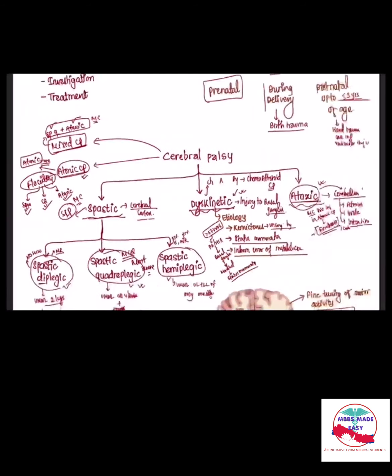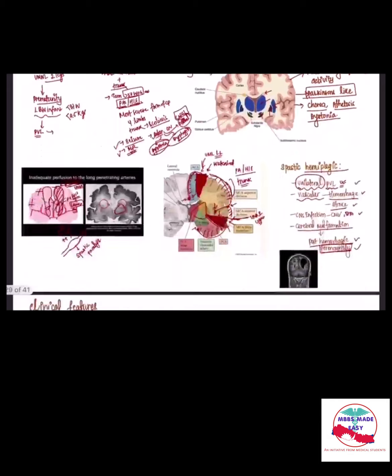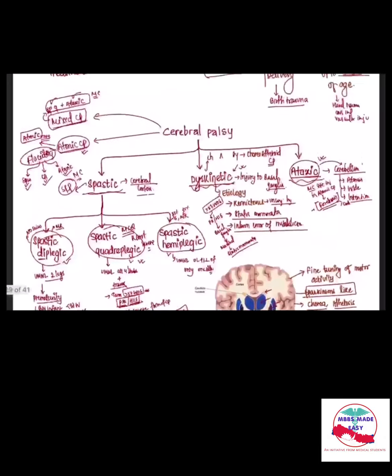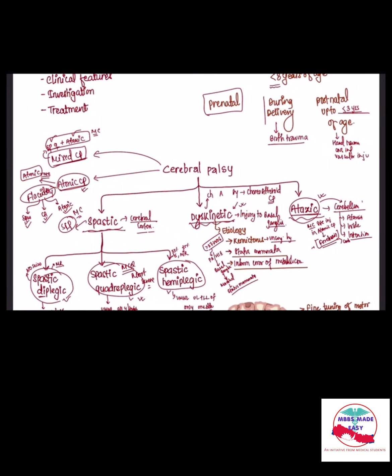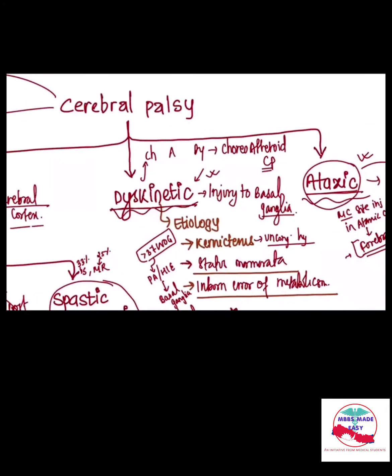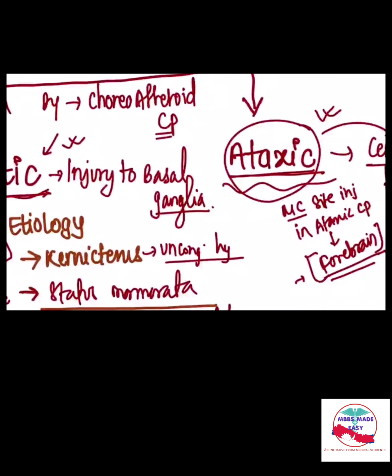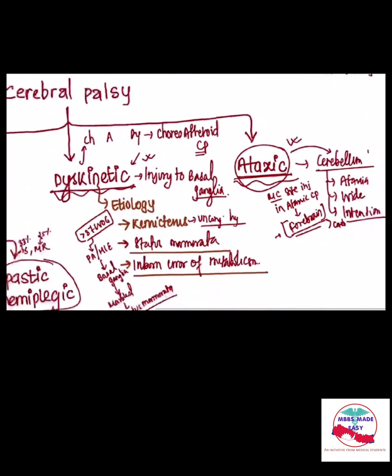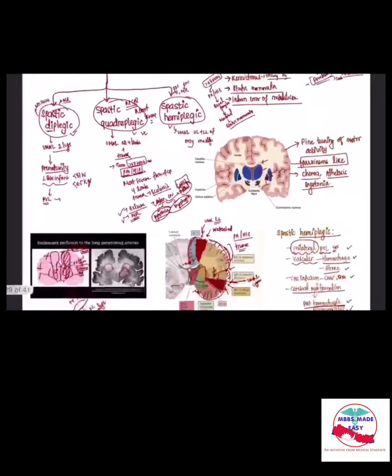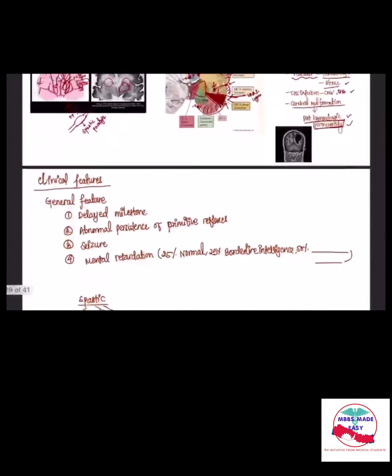Now that we have covered all the classifications of cerebral palsy, let's go into the clinical features. Clinical features will depend upon the classification. If there is spastic cerebral palsy, there is going to be spasm in the limbs. If there is dyskinetic cerebral palsy, the child is going to have dyskinetic features like chorea, athetosis, dystonia. If it is ataxic, then the child is going to have intention tremor and wide-based gait. Right? Okay. But still, let's see the clinical features.